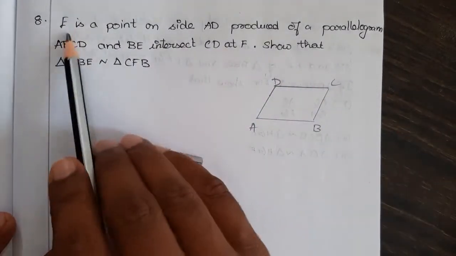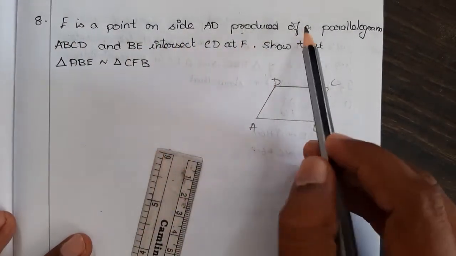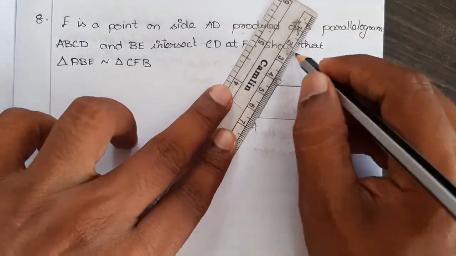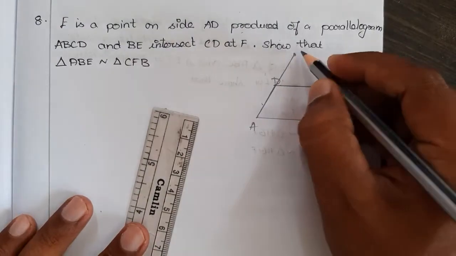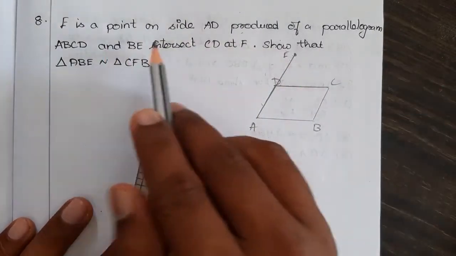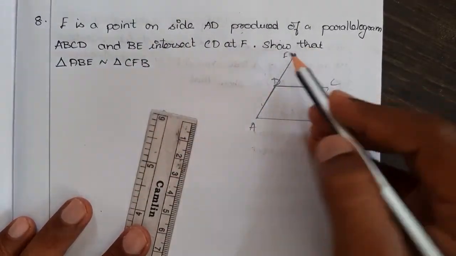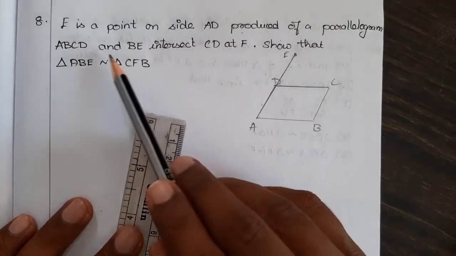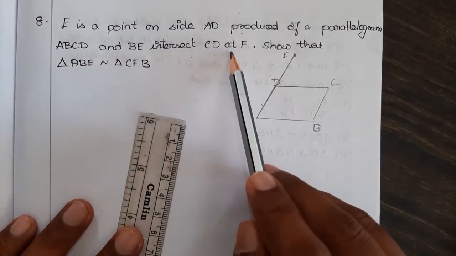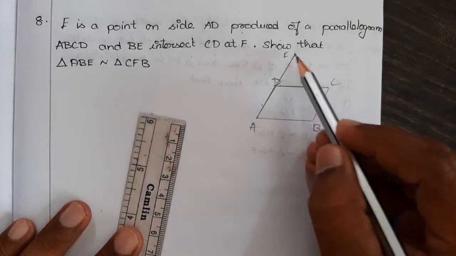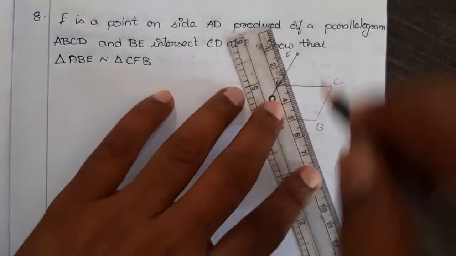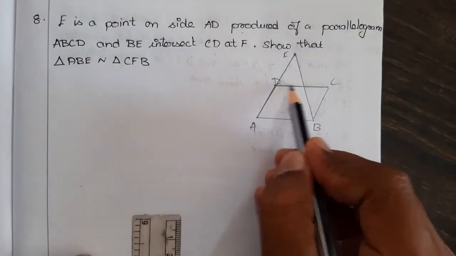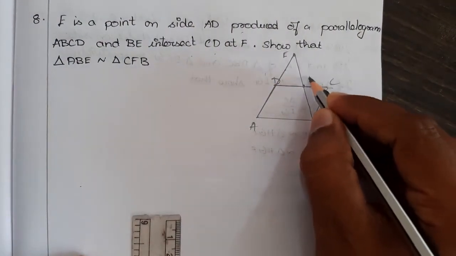And it says E is a point on side AD produced. So AD is produced and that produced line has a point E. So E is a point on the produced side AD, and BE intersects CD at F. So this is the point E, right? BE is joined and it intersects the side CD at F.